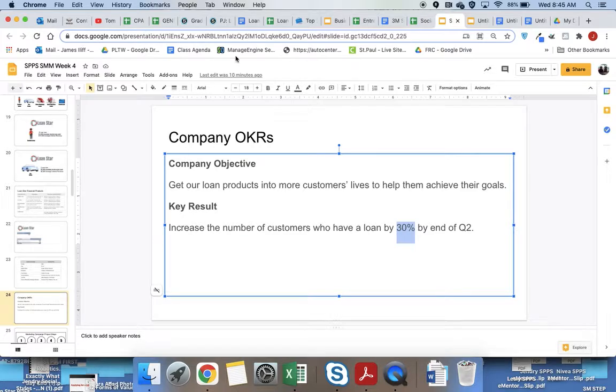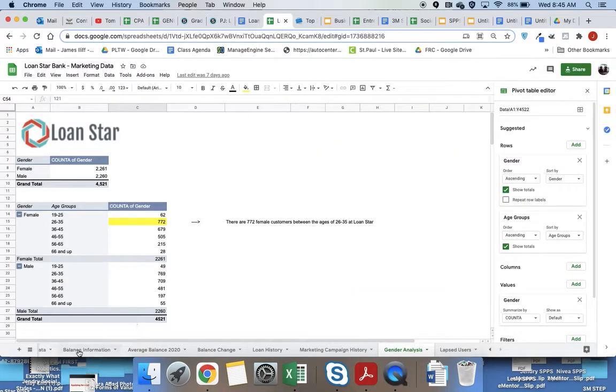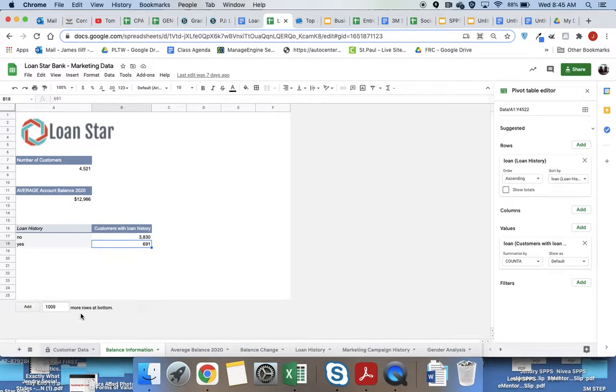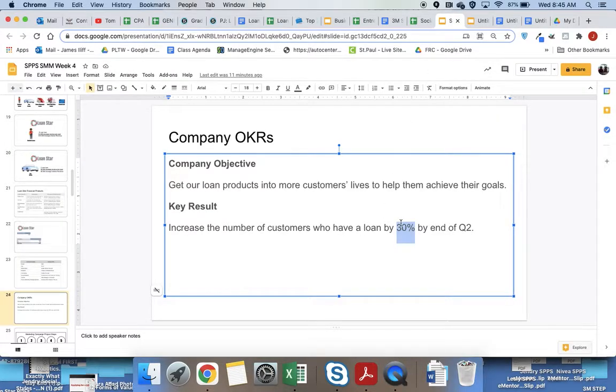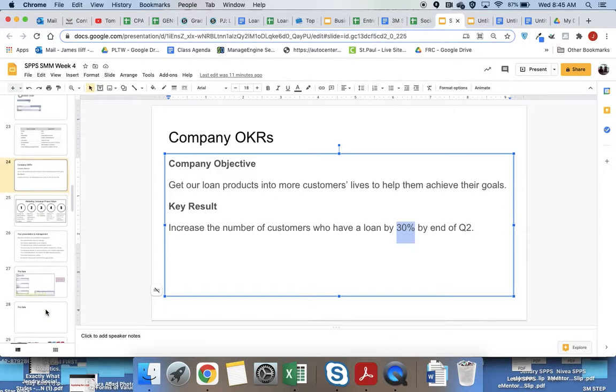Wow. Well, we know how many customers have had a loan with Lone Star. So let's come out here. Where is that? There it is. So we know that 691 customers have had a loan, and you need to increase that by 30%. So what is 30% of 691? You got to do that math and figure out what that number is. And then you got to come over here, and you're going to increase that number by 30%. That's really amazing.